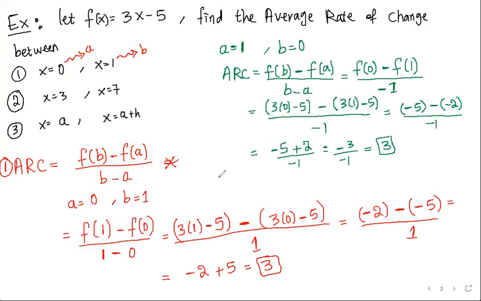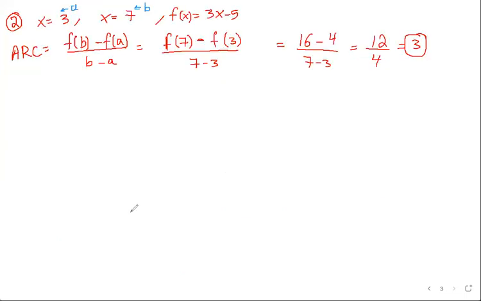Let's do the third one, between a and a plus h. Who will do this? We start with 3 times parentheses a plus h, minus 5. So what's your a and what's your b? First I did a is a and b is a plus h. This is b, and this is a, right?